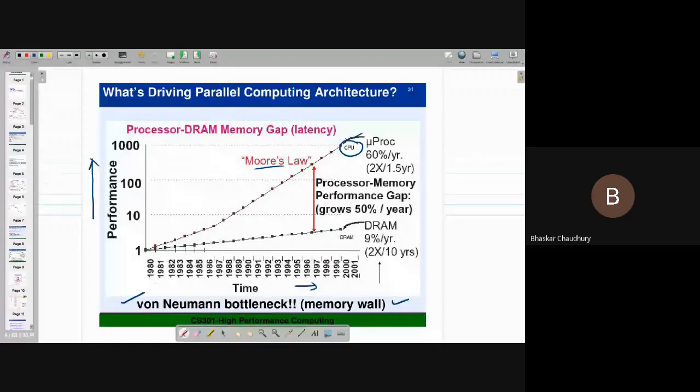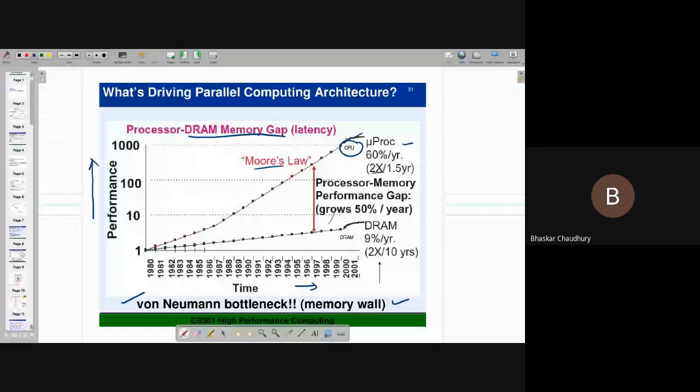But if you look into the memory part, the memory performance over the years, how it is improving, you can see that initially more or less they started at the same point, and then as time is progressing, this gap is increasing. This gap is getting bigger and bigger, and this gap is called the DRAM gap. So this is called the DRAM memory gap.